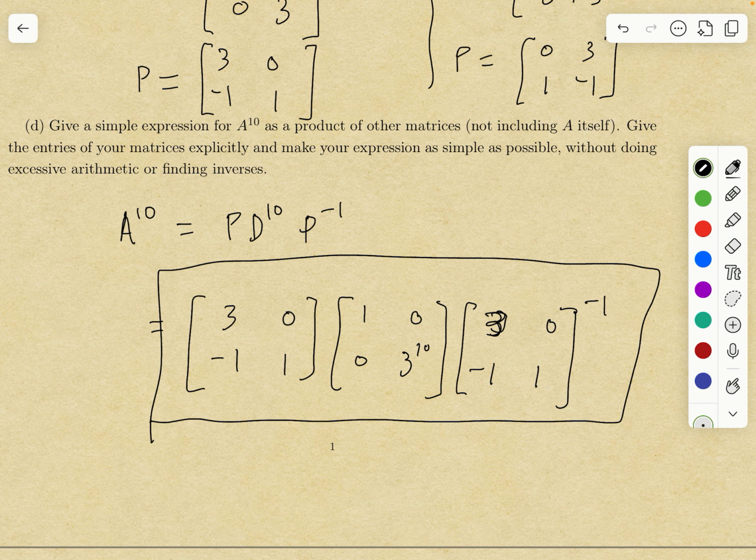Okay, so that's a fairly standard computational problem involving diagonalizing a 2 by 2 matrix.